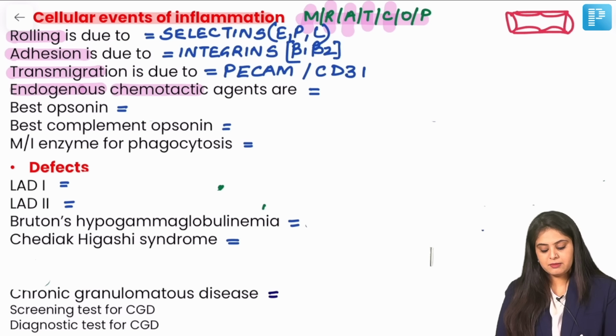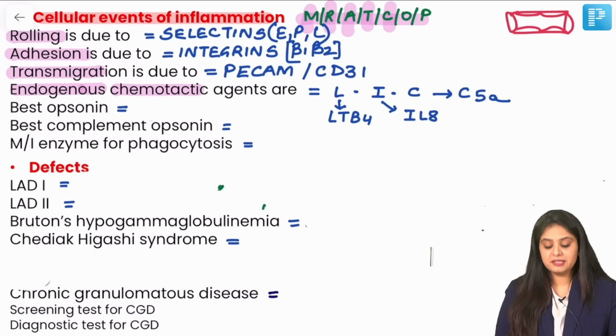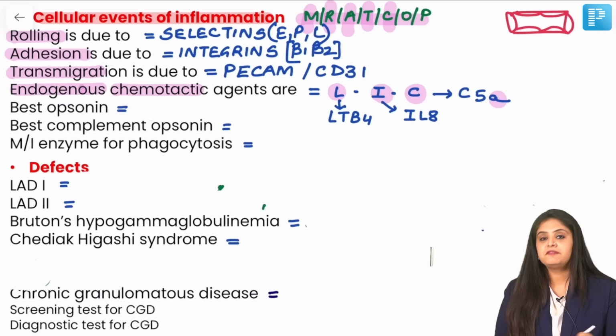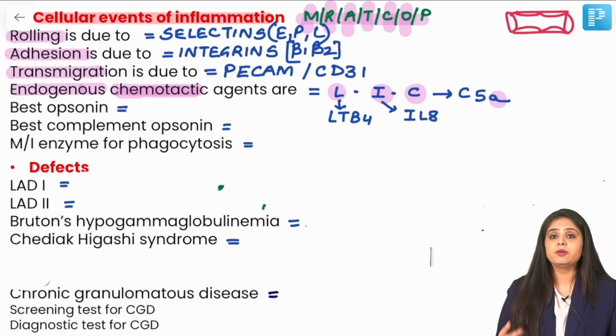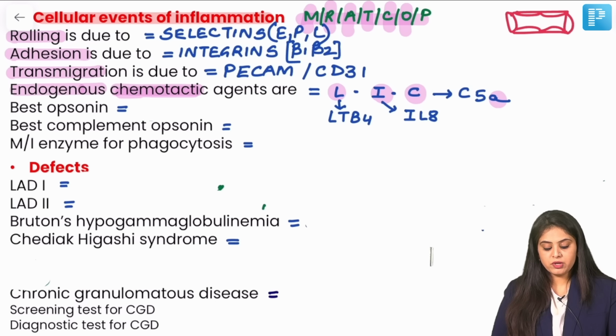That is learned by the mnemonic LIC. I hope you remember this. LIC: L stands for leukotriene B4, I is for interleukin 8, and C is for C5a. Remember, all the A molecules are for attraction, because right after this I will talk about opsonization, where all the B molecules will come. Now what is opsonization?